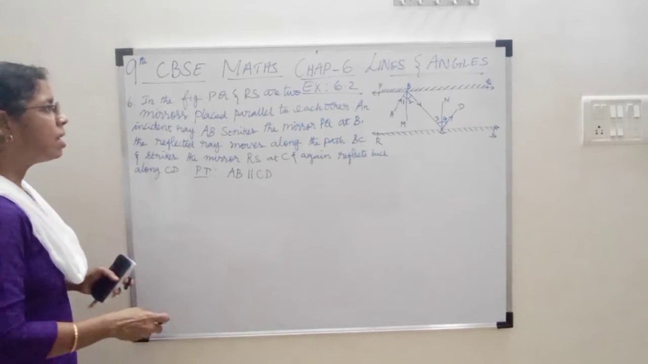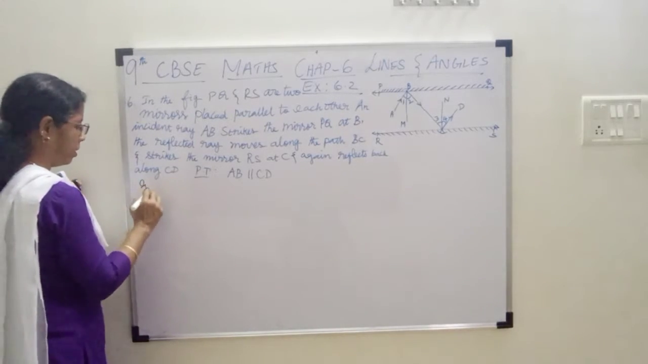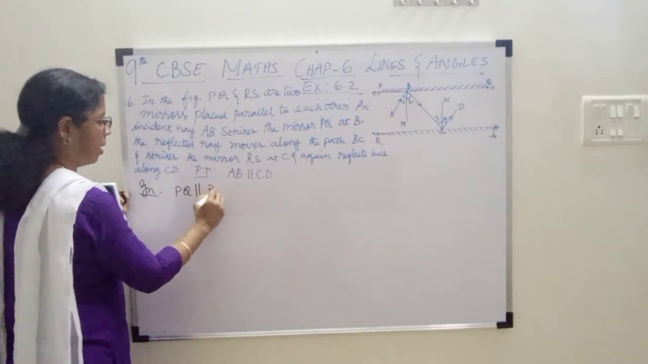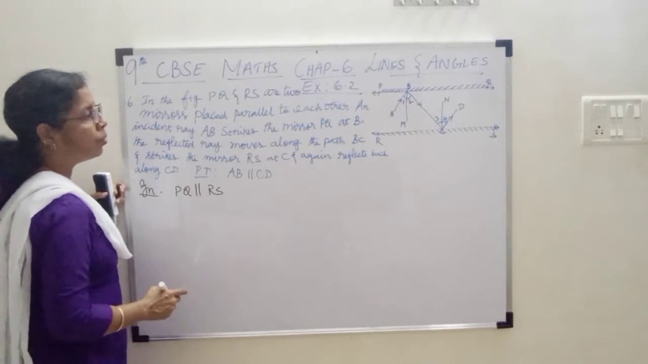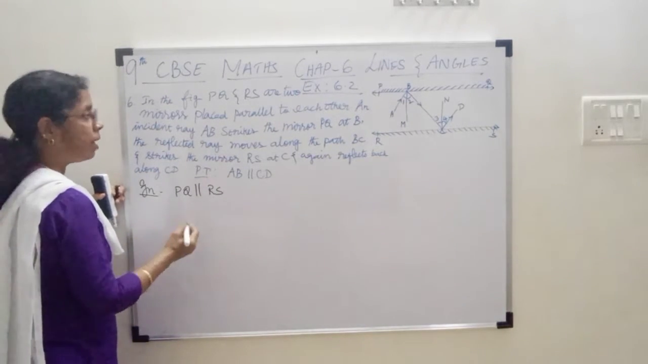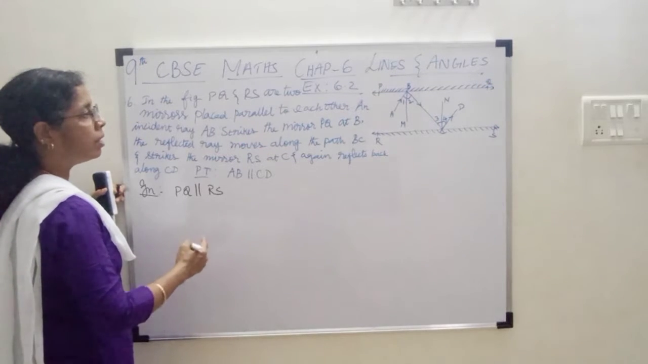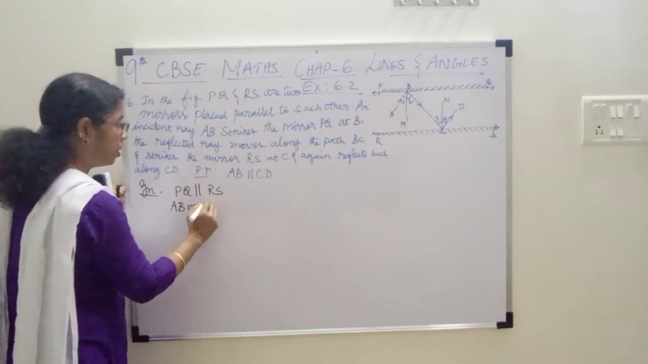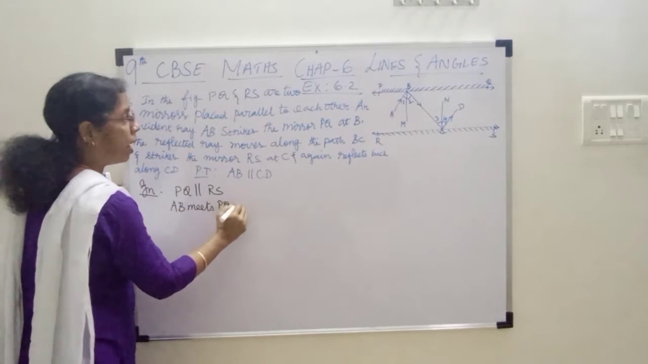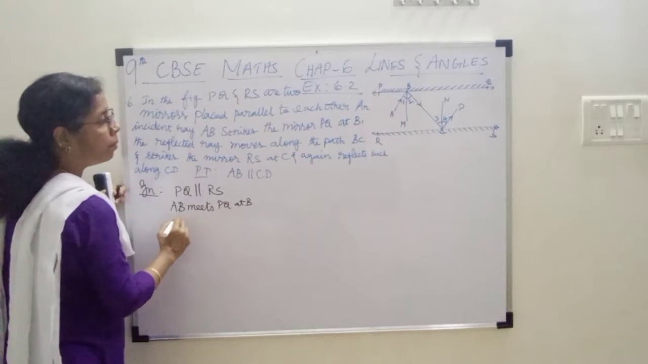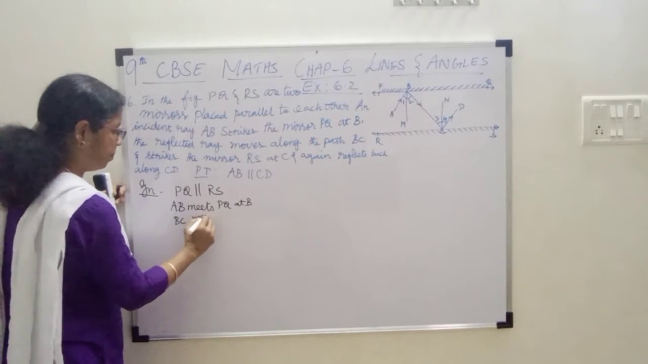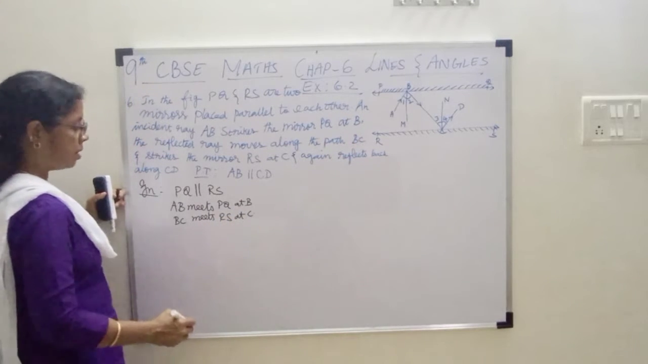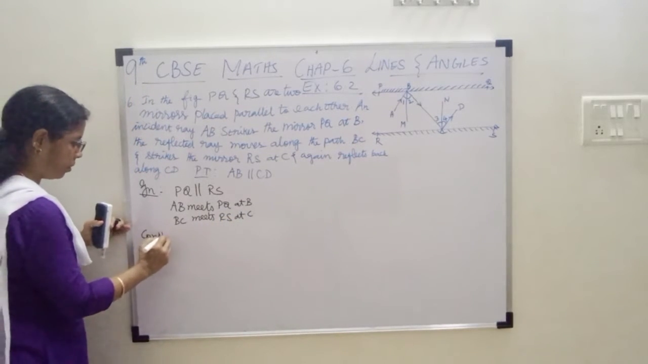Now let's see first what are the things given to us. PQ is parallel to RS. Then what else is given? AB meets PQ at B. Then BC meets RS at C.